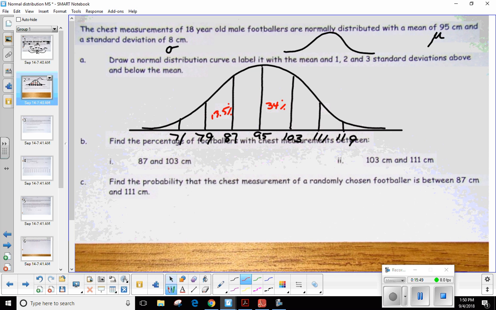Good. And within 3 standard deviations, help me out, Libby, without looking. 2.5. She's so close. A little less than 2.5. Point. You want some help? 2.35. There we go.